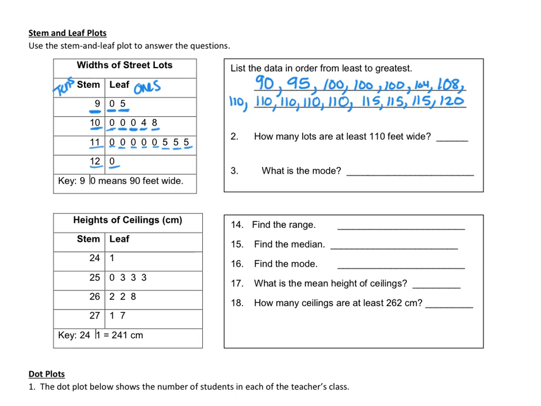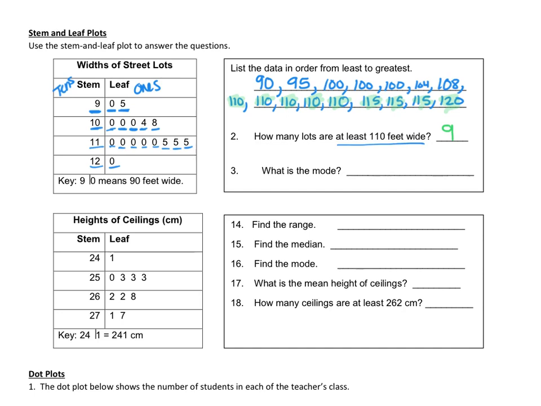So number 2 says, how many lots are at least 110 feet wide? So again, at least means that's the minimum. Well, here, I'll highlight as I count. 1, 2, 3, 4, 5, 6, 7, 8, 9 that are at least 110. So it's 110 or bigger.